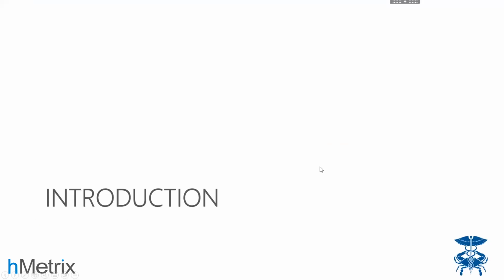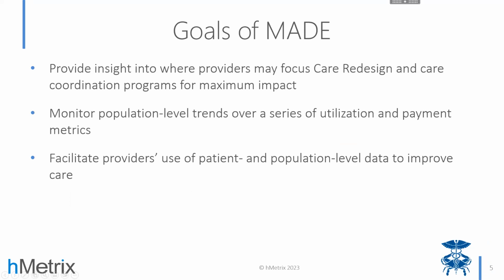On to the introduction. Some of the goals of MAID are that it's really designed for looking at a population health level perspective, and then it has the ability to dive more deeply into subpopulations and even down to the individual level. You can use this to monitor population level trends, and because these are claims-based reports, you can look at utilization and payment metrics. You can also look at patient and population level data to improve care and monitor programs. There's quite a bit that can be done, and hopefully we'll be able to stir some ideas in you with this presentation.